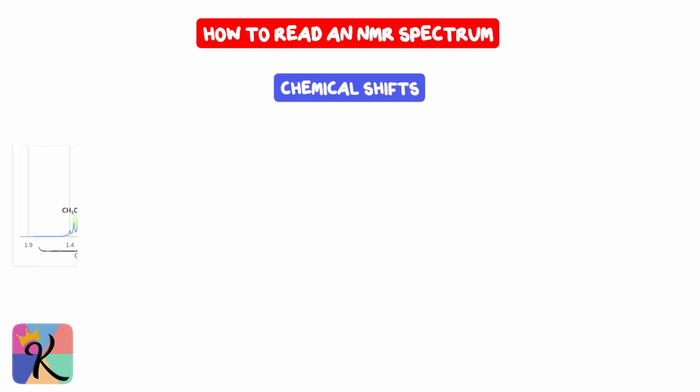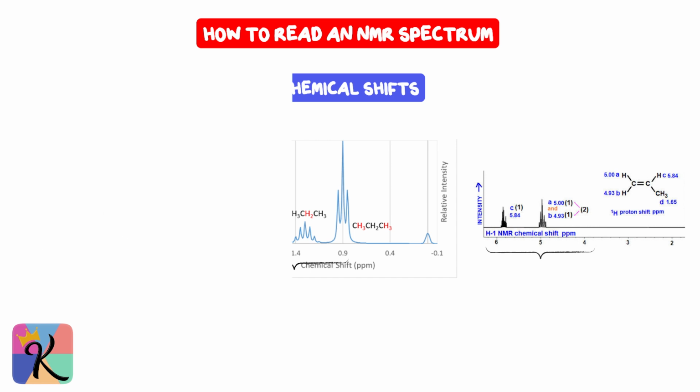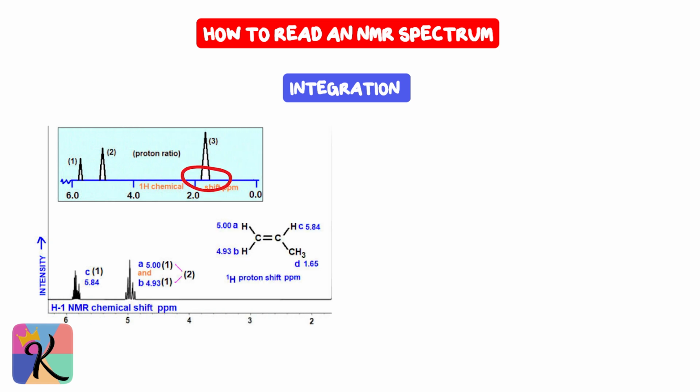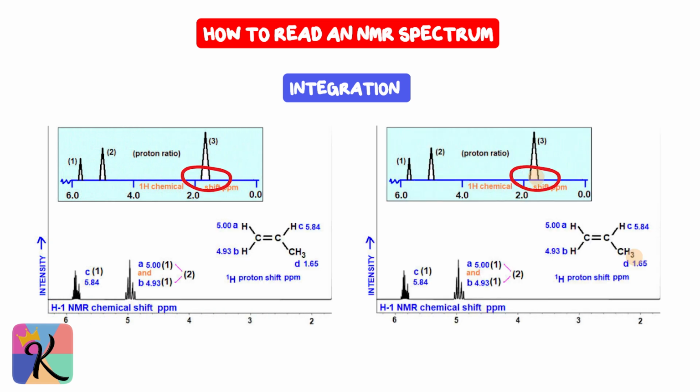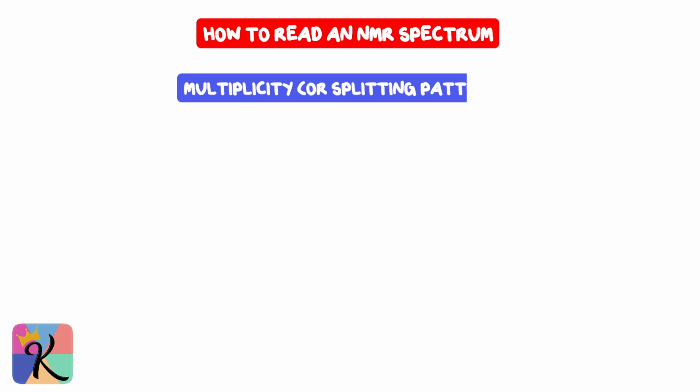For example, protons in alkanes typically appear between 0.9 and 1.5 ppm, while those attached to double bonds, like alkenes, appear further downfield, around 4.5 to 6.0 ppm. Integration. This represents the area under each peak, which tells us how many protons are contributing to that signal. So, if a peak has twice the area of another, it means there are twice as many protons in that environment. Multiplicity, or splitting patterns.